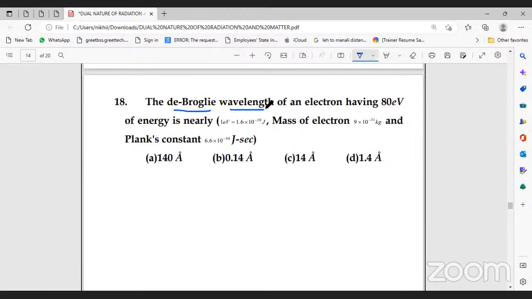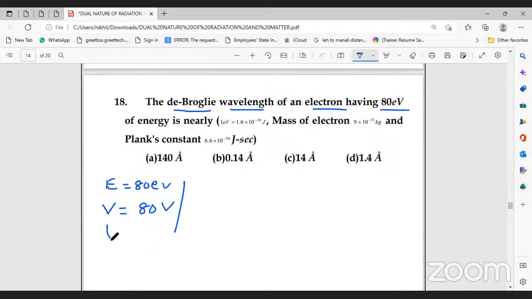What is the de Broglie wavelength of an electron of energy? Energy is given. How much? 80 electron volt. So what is the potential then? If energy is in electron volt, potential should be in volt. So potential is 80 volt.